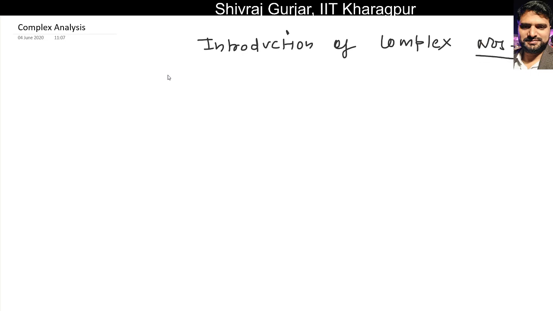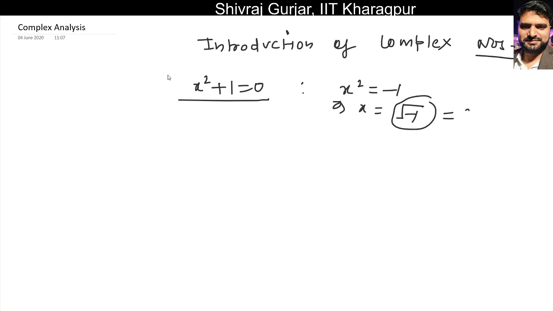Okay, so the first thing: why do we need complex numbers in the first place? In the real number system, if we try to solve x square plus 1 equals 0, then we cannot find a solution, because x square is positive and 1 is a positive number anyway, so two positives cannot add up to 0 in the real number system. But in the complex number system it is possible. So x square equals minus 1, so here x equals root of minus 1, and this root of minus 1 is represented as iota.